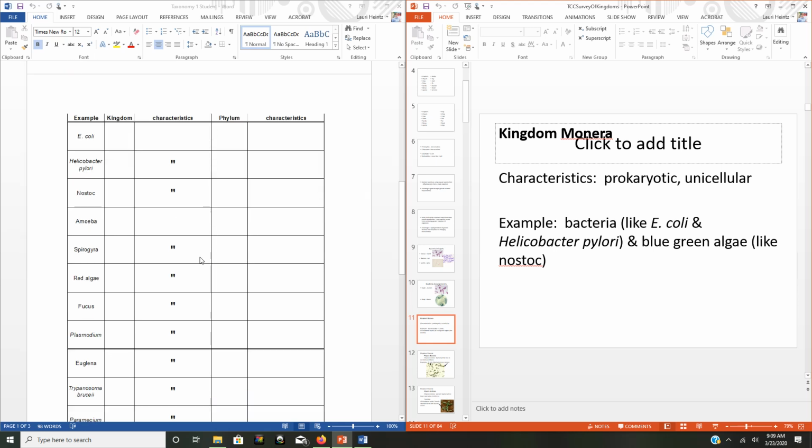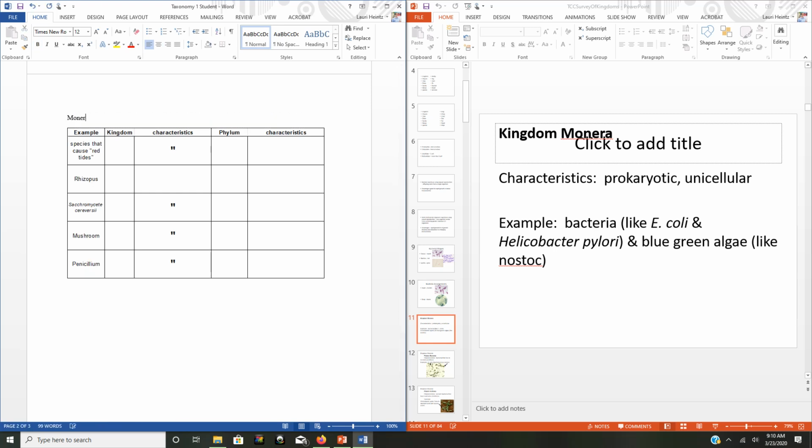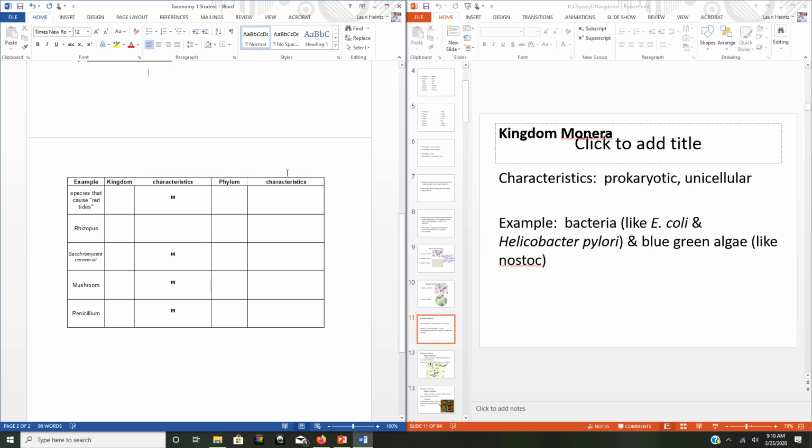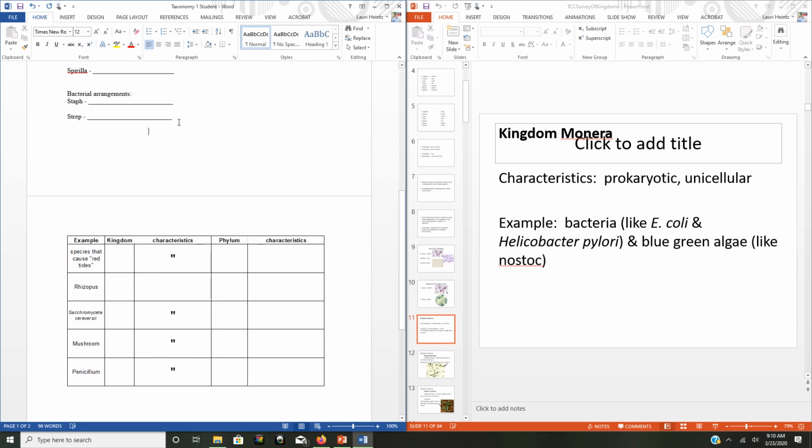So as you come to the table part, the first 3 that we're going to talk about are all in the same kingdom. When they put quotation marks into a box, it means it's just a copy of what comes above, so you don't have to keep rewriting the same thing over and over again. So you would come over here to E. coli, which is what we're going to start with, and you can see it's on the slide, and you would put that it's in the kingdom Monera, if it would let you write it in here, which you guys are hand typing, but hopefully you kind of get what I'm saying.